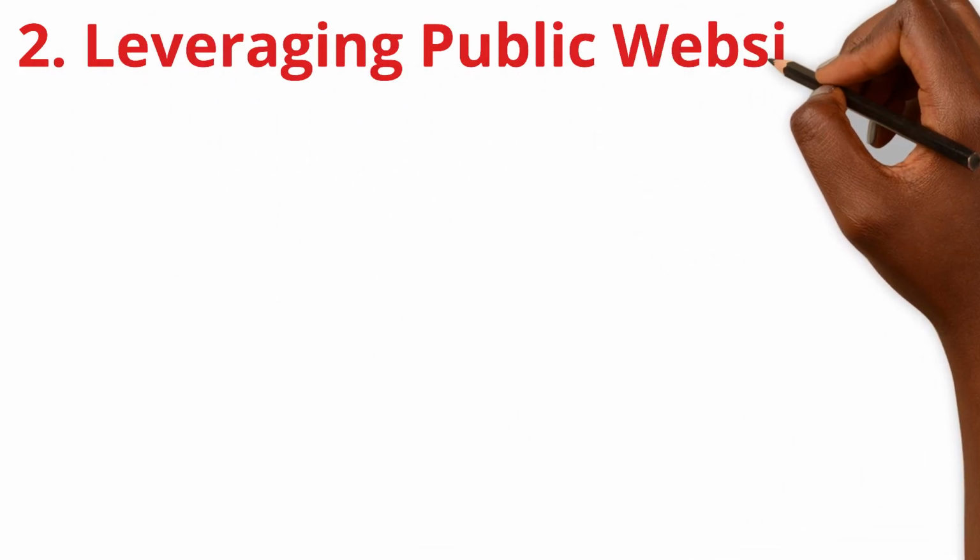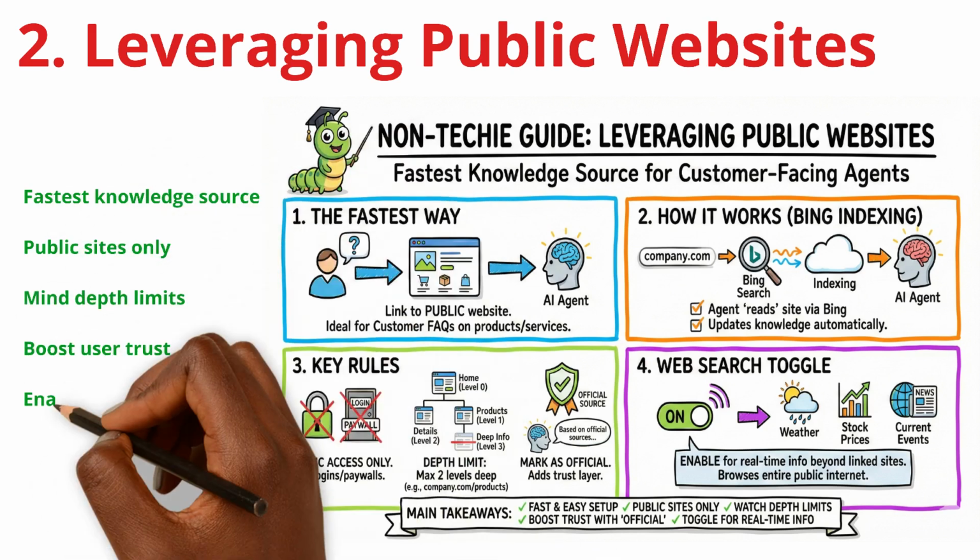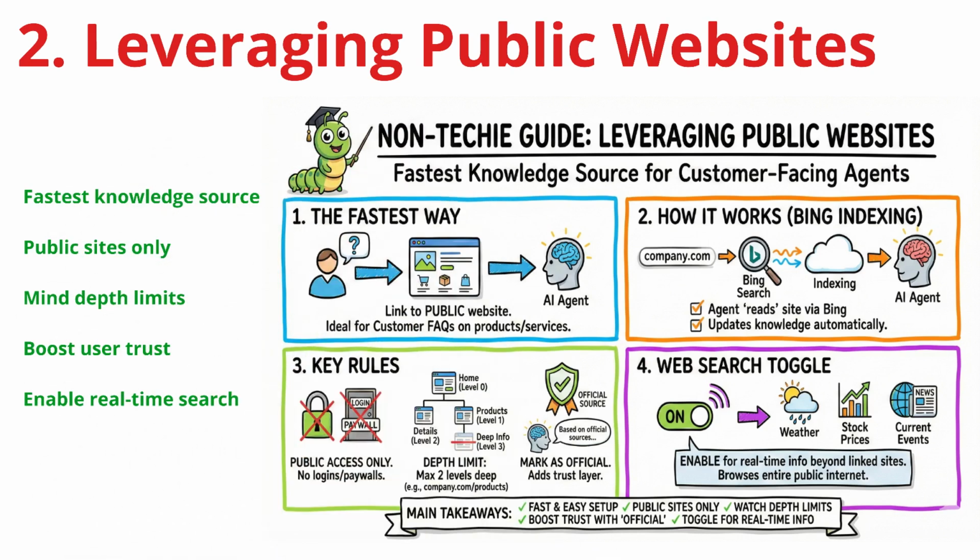Welcome to the non-techie guide on leveraging public websites. As our guide at the top shows, this is the fastest method for powering customer-facing agents. Looking at box 1, the process is simple. Just link your existing public website to the AI agent. It's ideal for answering FAQs about products or services that are already documented online. How does it happen? Moving to box 2, Copilot Studio uses Bing search to index the content. The agent effectively reads your site and keeps its knowledge updated automatically.